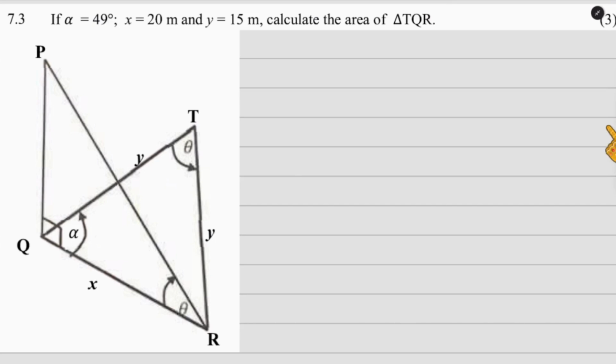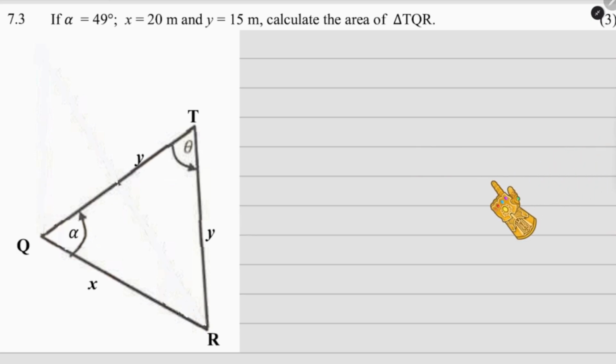In question 7.3, they've asked us to calculate the area of triangle TQR, and they've given us the following information. So I'm going to get rid of the other triangle. Let's just focus on triangle TQR. Additionally, I'm going to get rid of alpha, x, and y and replace them with the actual numbers that they supply to us. I'm tempted to use area equals half base times perpendicular height, but I don't see a perpendicular height. So it's going to force us to use the area rule.